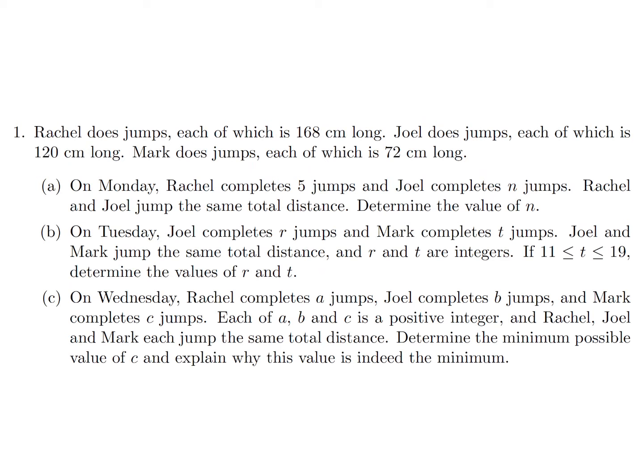Well, the distance would basically be the number of jumps times the length of the jump. So in the case of Rachel, it would be 5 times 168. And they're saying it's equal to Joel, and his would be n times 120. So 120n would be the equation. When you solve for this, 840 is equal to 120 times n, and therefore n would be 7.